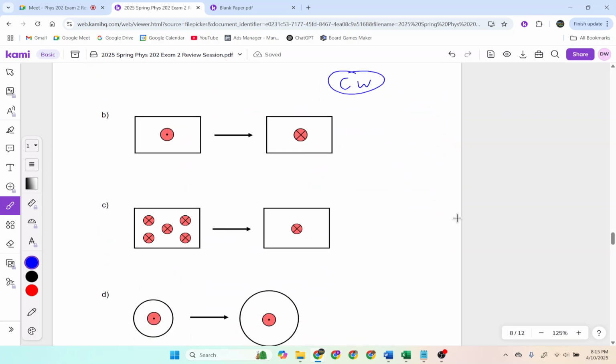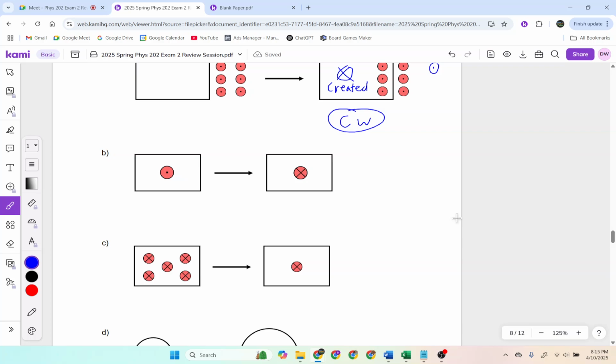Now part B. Time's up. This one's kind of the opposite. This one is increasing into the page. So my created magnetic field needs to point out of the page to undo that. And so therefore my thumb points out of the page, curl my fingers. That's going to be counterclockwise for that one. Any questions?